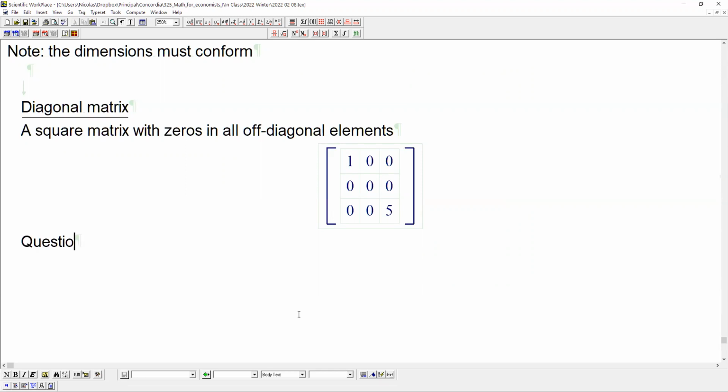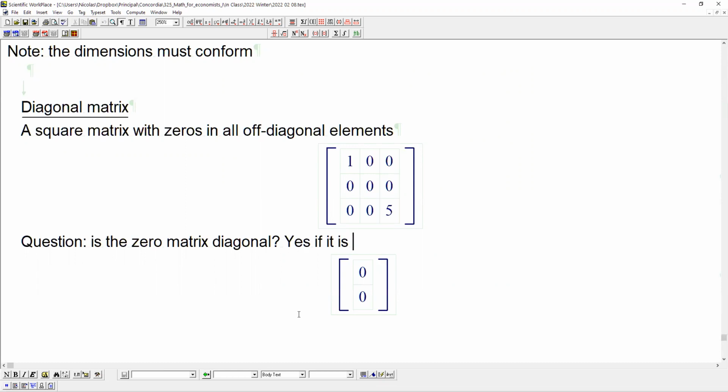Question: is the zero matrix diagonal? Like this, for instance. Yes, if it is square. But actually, I don't want to put my hand in the fire. Some people may use many types of matrices in different ways, and maybe they have a diagonal matrix that's still not square. But in my definition, it's a square matrix. All right.